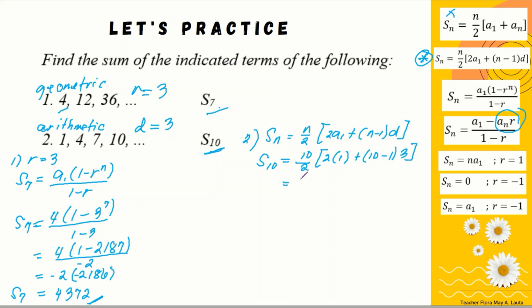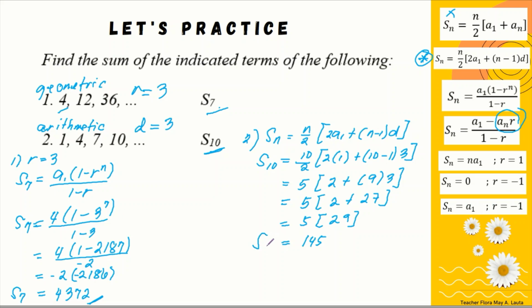10 divided by 2 is 5. And then 2 times 1 is 2, plus 9, since 10 minus 1 is 9, and then our common difference, which is 3. So we have 5 times 2 plus 27. So 2 plus 27 is 29, multiplied by 5 now. The final answer is 145. So that's it.